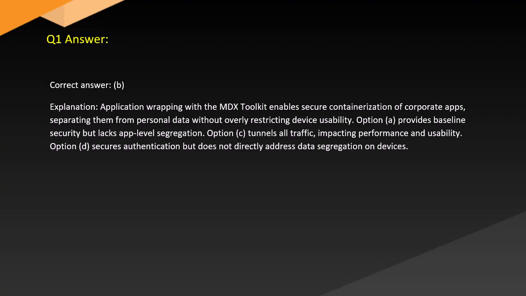Answer. Correct answer: B. Explanation. Application wrapping with the MDX toolkit enables secure containerization of corporate apps, separating them from personal data without overly restricting device usability. Option A provides baseline security but lacks app-level segregation. Option C tunnels all traffic, impacting performance and usability. Option D secures authentication but does not directly address data segregation on devices.